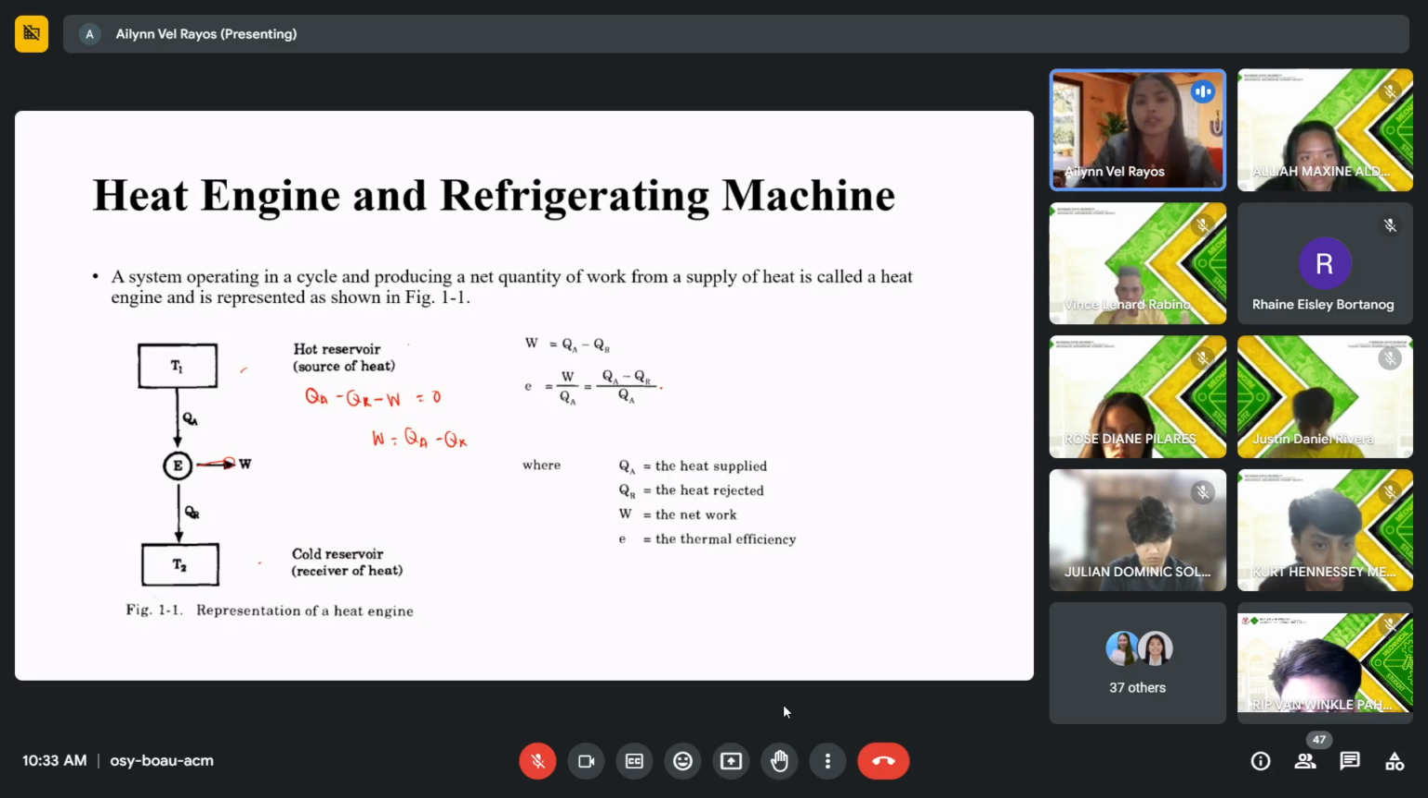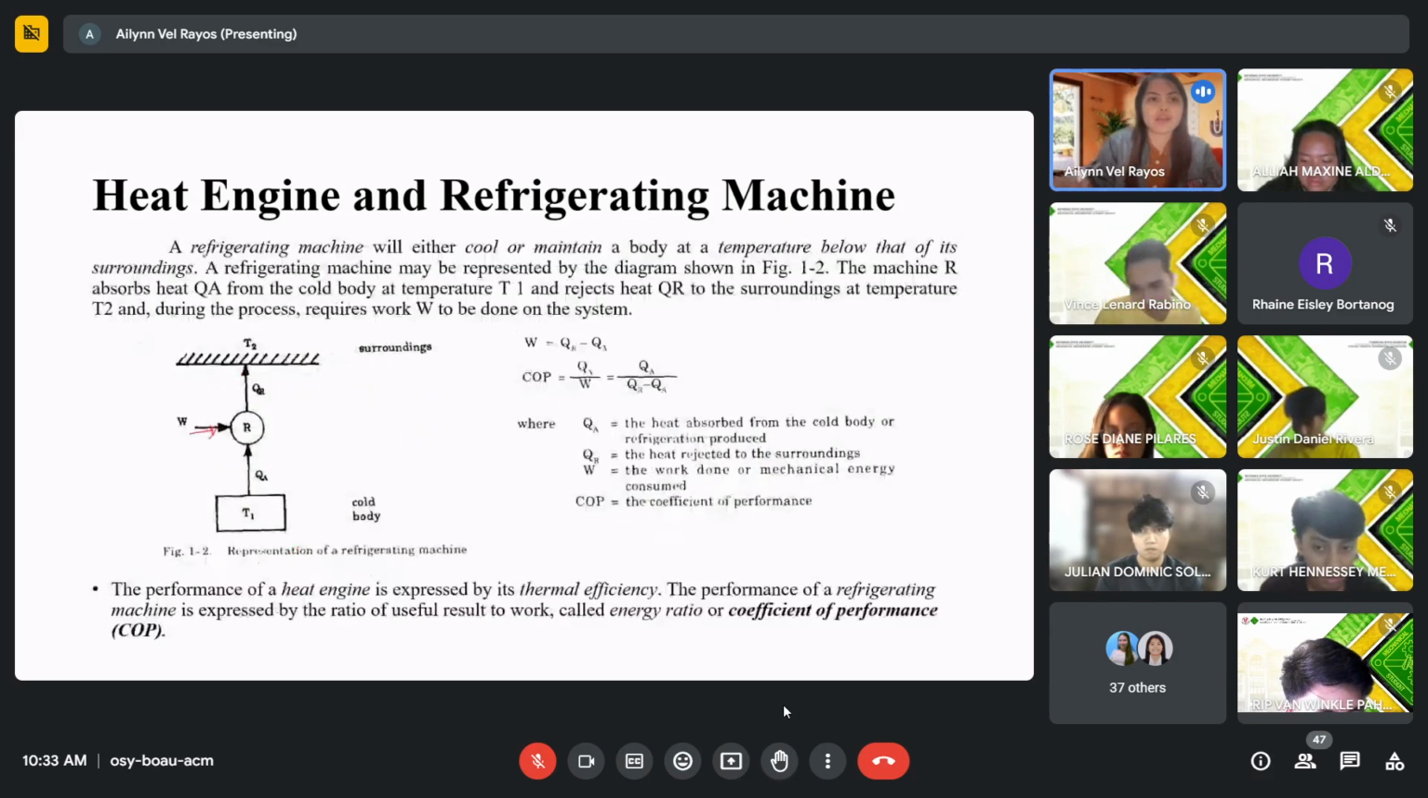Okay, any question on this slide? Take note that this is our hot reservoir and this is our cold reservoir. This is the receiver of heat. Ito yung source of heat natin, and from it we can still produce work output. Any question on this slide? Okay, I think wala naman.